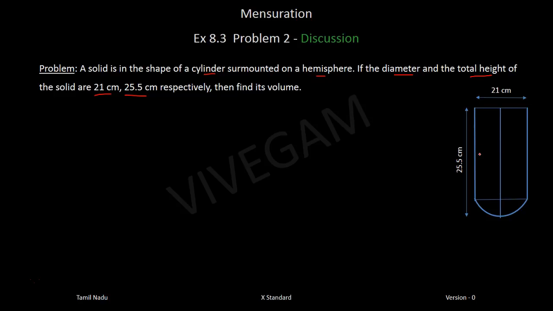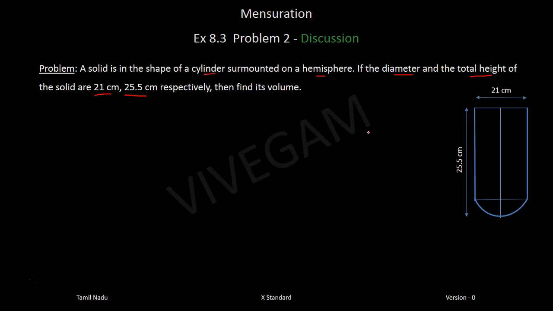Here you can see this is the cylinder sitting on the hemisphere. The diameter is 21 centimeters, which is the diameter for the cylinder as well as for the hemisphere. Then the total height, that is the height of the cylinder plus the radius of the hemisphere, equals 25.5 centimeters. It looks complicated, but once we draw the diagram, it becomes a little easier, right?